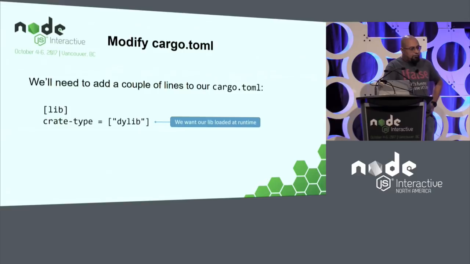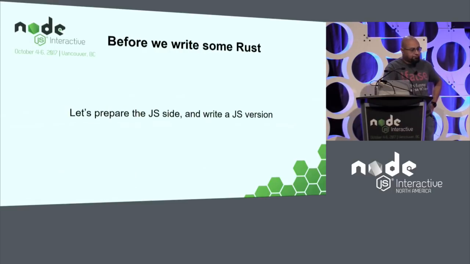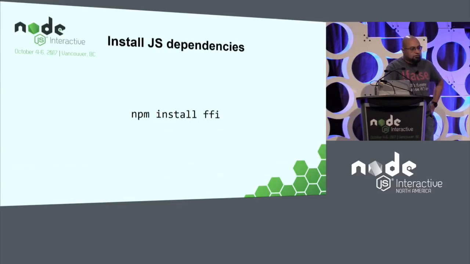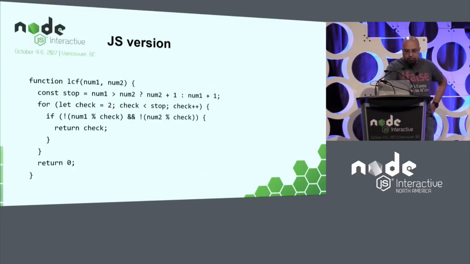In order to make this a library that we can load into JavaScript, we want to use a dynamic library rather than a statically linked library that's default created. So we'll add these couple of lines to our Cargo.toml. So let's go over to the JavaScript side, write some JavaScript code, and then we'll see how it differs. So the first thing we want to do to prepare our JavaScript side is install the FFI. Rust can work with other ways that you link up JavaScript and external languages, but FFI is convenient, easy, nice to use, and that's what we'll use today.